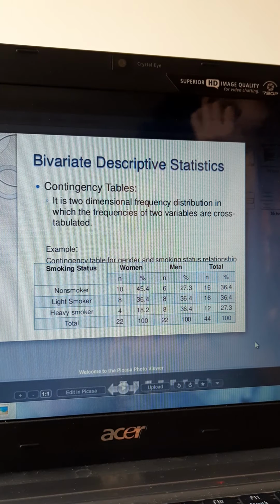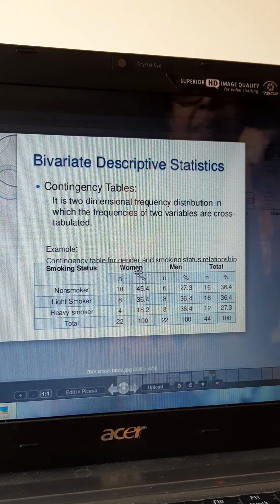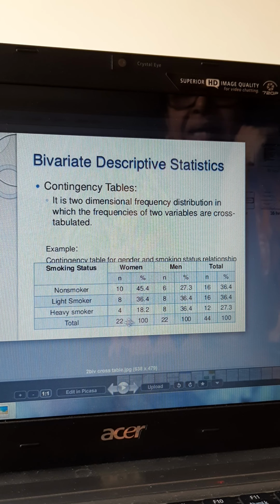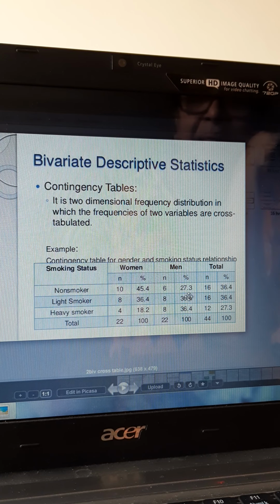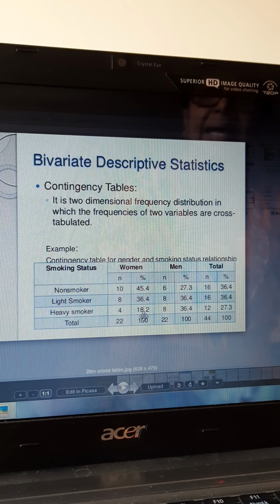So example for a bivariate table. So what are the two variables over here? Bivariate, men and women. Okay, two things. So what are they doing? They are trying to do a table for non-smokers, light smokers, heavy smokers. The total population of the study is 22. In non-smokers, 45% are women, 27% are men. Light smokers, 36% are women and 36% are male. Heavy smokers, 18% are women, 36% are men.